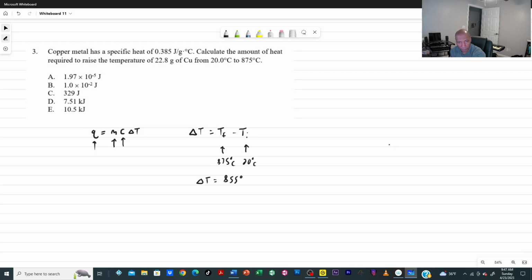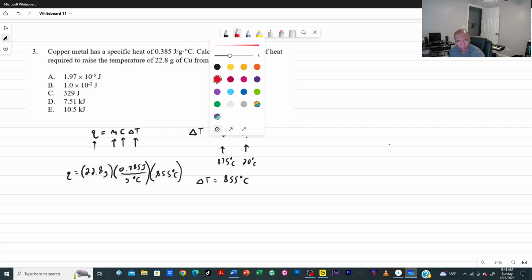It's not that hard for you to figure out that delta T is going to be 875 minus 20 degrees, which is 855 degrees. So we already have delta T, so that's what we're going to put right there. So all I have to do is say Q is equal to my mass, which is 22.8 grams, times my specific heat, which is 0.385 joules per gram per degree Celsius, times delta T, which is 855 degrees Celsius.